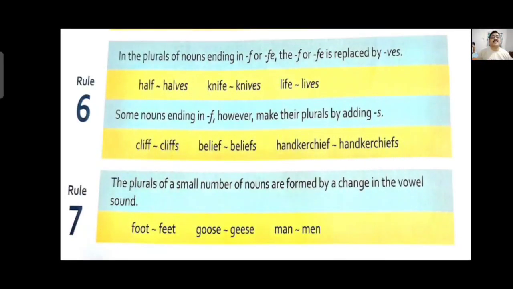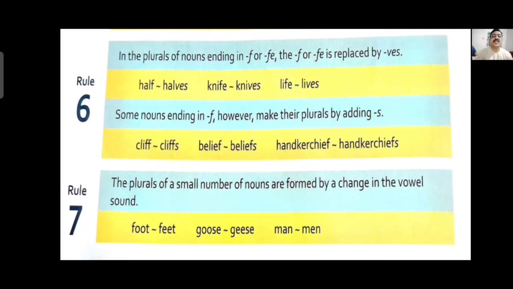Rule number 6. In the plural of nouns ending in f or fe, the f or fe is replaced by ves. It means if the word ends with f or fe, it has ves in its plural form. Examples: half, plural halves. Knife, knives. Life, lives.